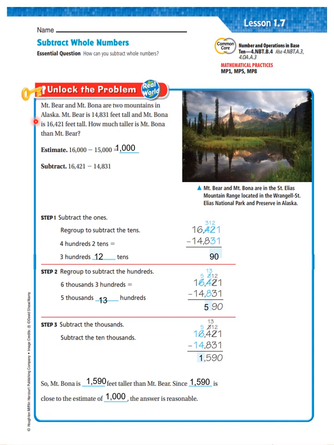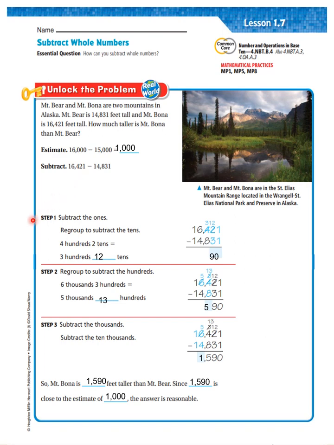Well, we're going to estimate. 16,421 is closer to 16,000 than it is to 17,000. And 14,831 is closer to 15,000 than it is to 14,000. So 16,000 minus 15,000 is 1,000. So now we can subtract the problem.